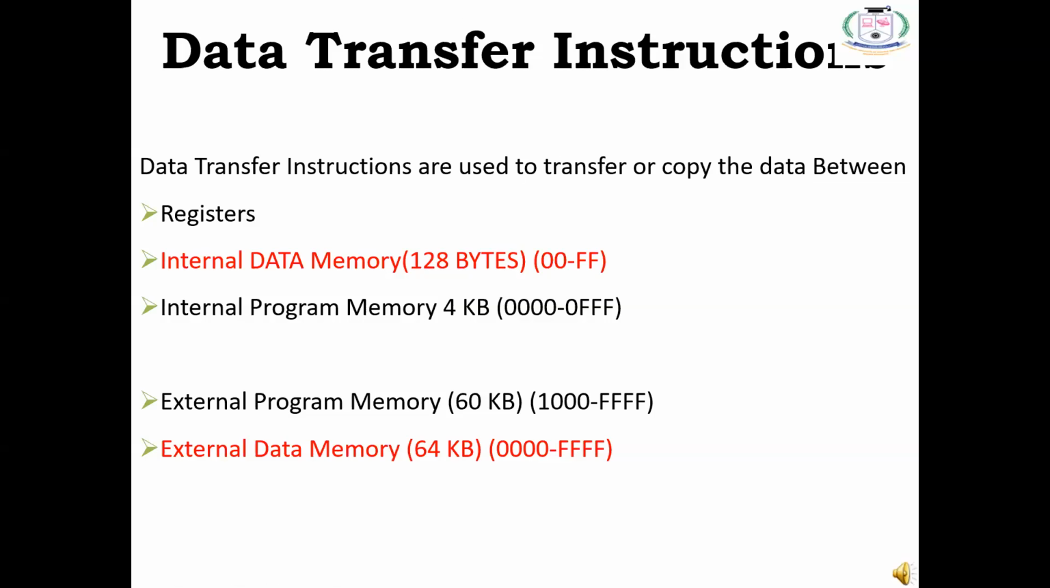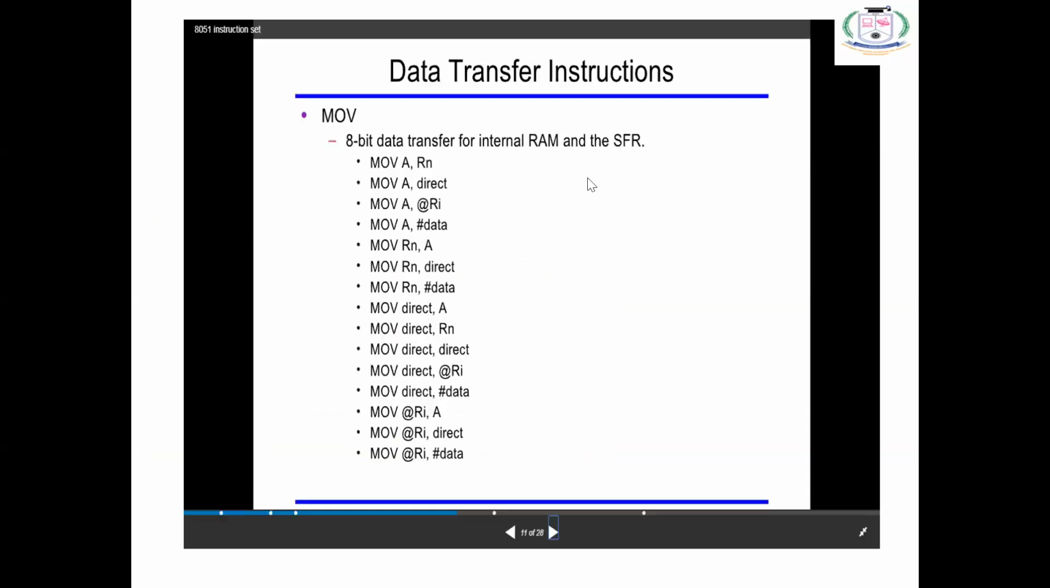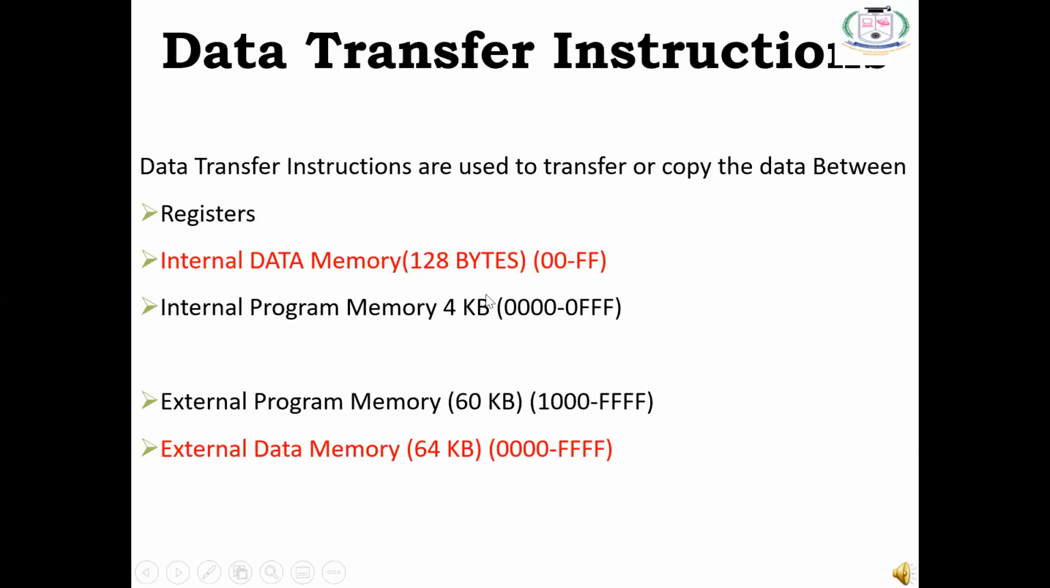Okay, now data transfer instructions. While I'm explaining the data transfer instruction, my data will be transferred or copied between the registers. I told you yesterday you have a very big doubt on memory. So internal data memory, or direct memory, what is the capacity? 128 bytes. So what is the address range? 00 to FF. External data memory is 64 KB, 00 to FFFF. Similarly, internal program memory, that is ROM memory or coding memory, whatever refers to program memory, is 4 KB only.